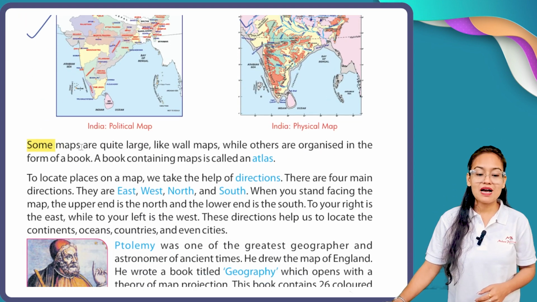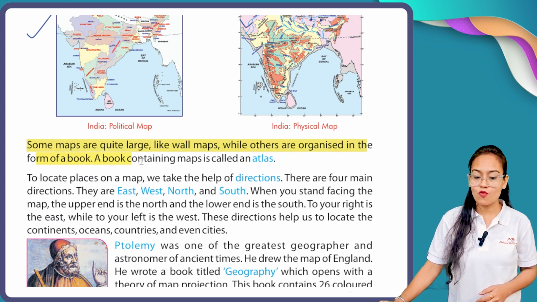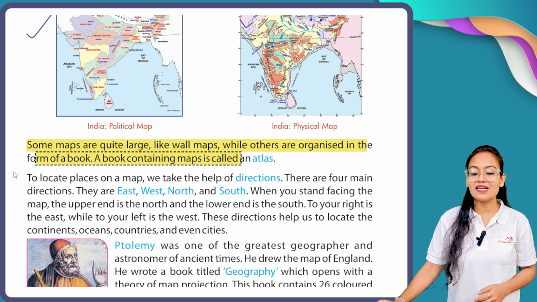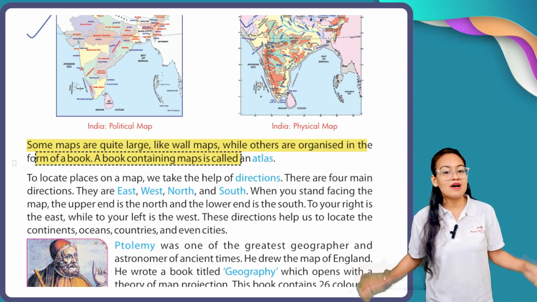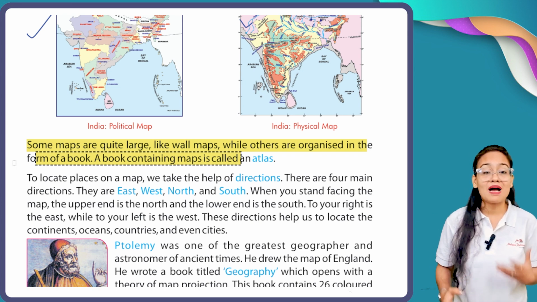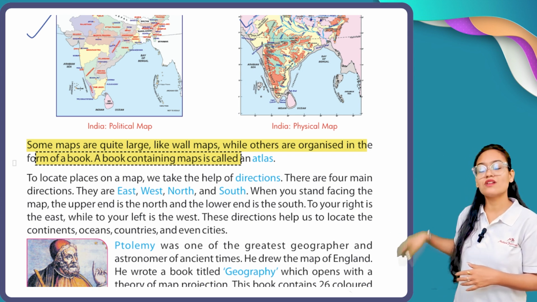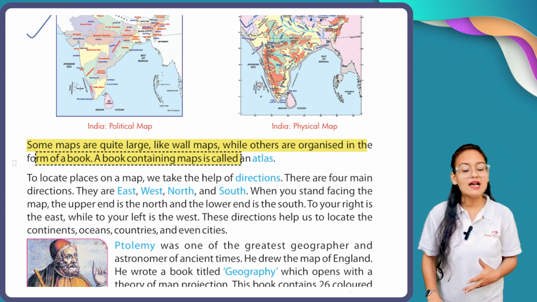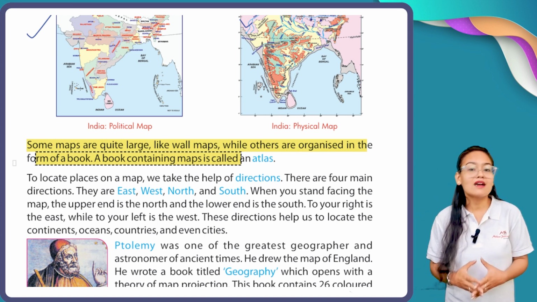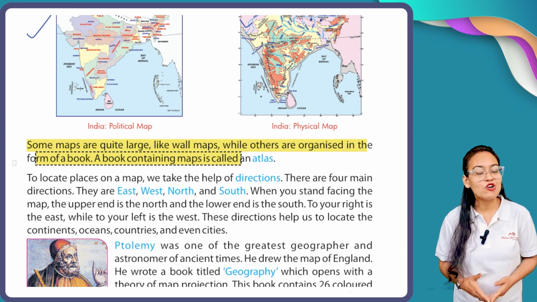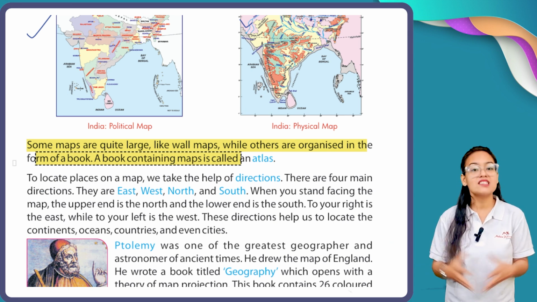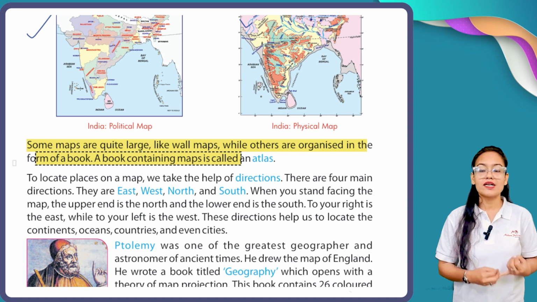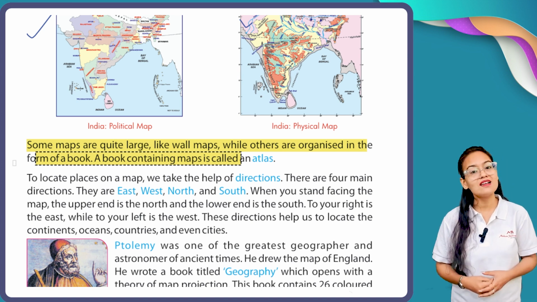Now, some maps are quite large, like wall maps, while others are organized in the form of a book. A book containing maps is called an atlas. Some maps are very large, like the map which we can hang on the wall. And there comes the concept of atlas. What is the meaning of atlas? The collection of maps. An atlas is a book in which political and physical map collections are collected.